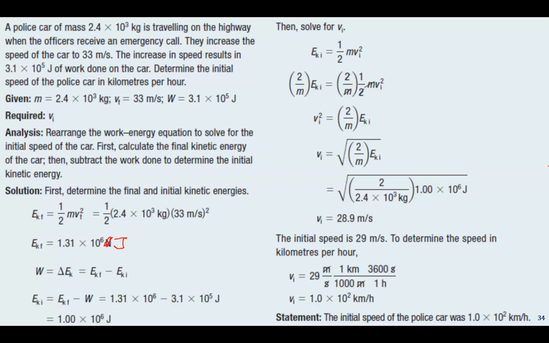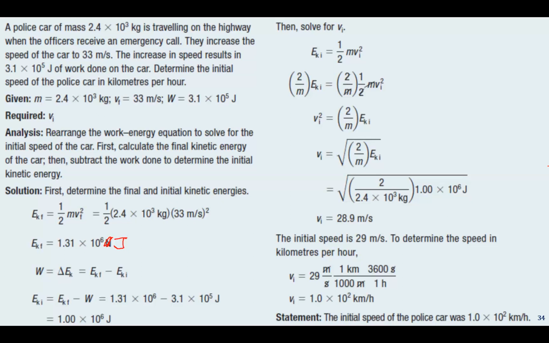Then we can solve for our vi. Eki equals 1/2 of m times vi squared. And from this equation, we can find vi equals the square root of 2 Eki over m. And then putting all the values in, we have vi equals 28.9 meters per second. So the initial speed is 29 meters per second.